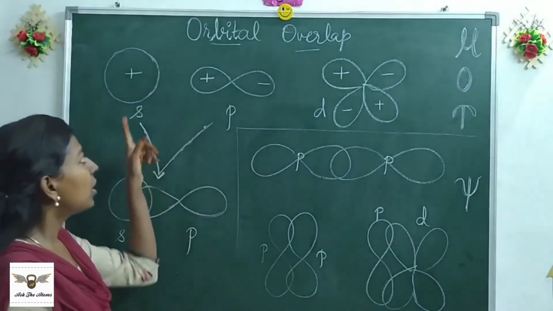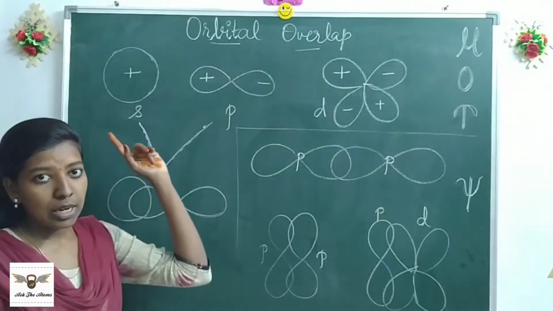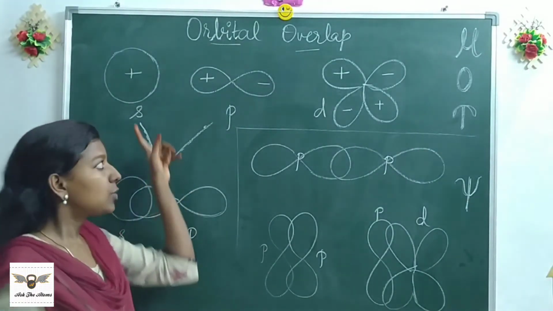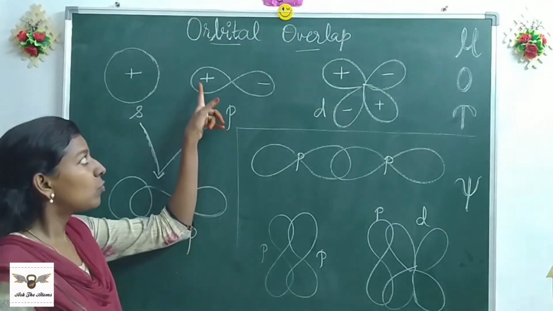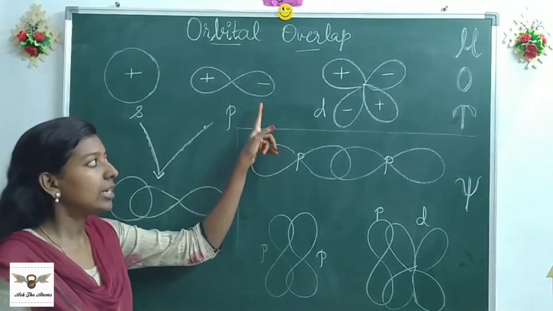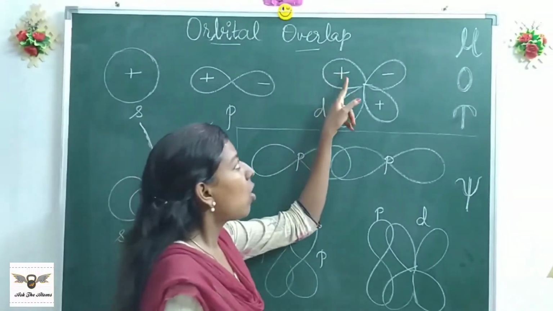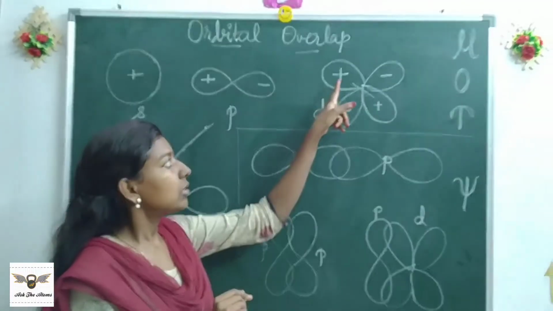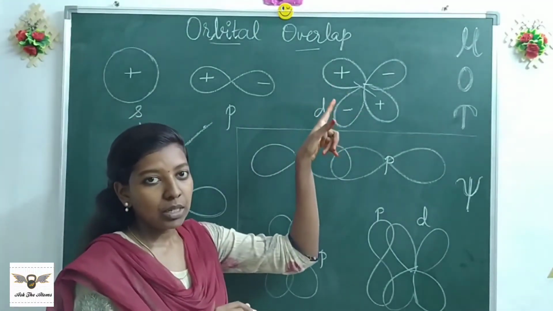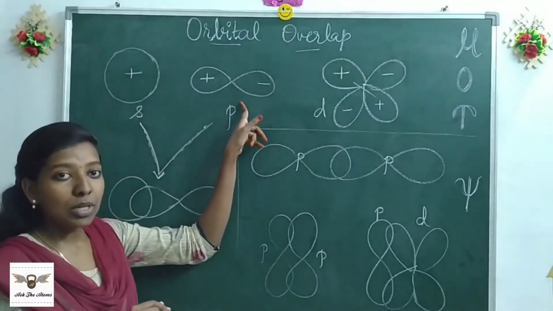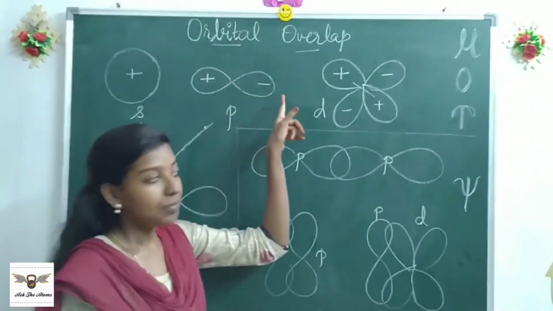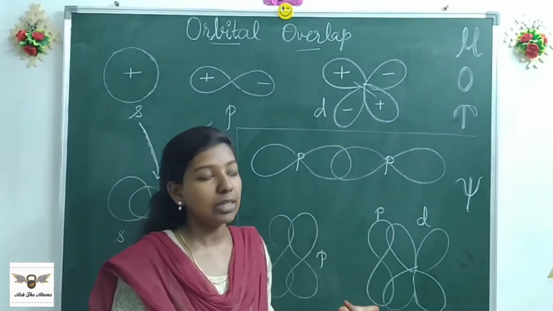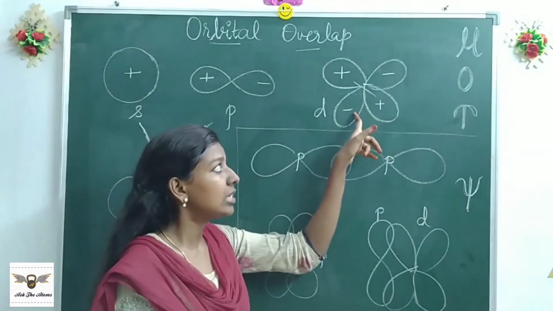For an S orbital, I can give only one sign, and mostly it is taken as positive. For a P orbital, one lobe is positive and the other lobe is negative. For a D orbital, the cross lobes are same signed, and the adjacent lobes are differently signed. It is opposite to that of the P orbital. In a P orbital, opposite lobes are oppositely signed. Here, opposite lobes are signed alike, right? If this is positive, this is going to be positive. If this is negative, this is going to be negative.